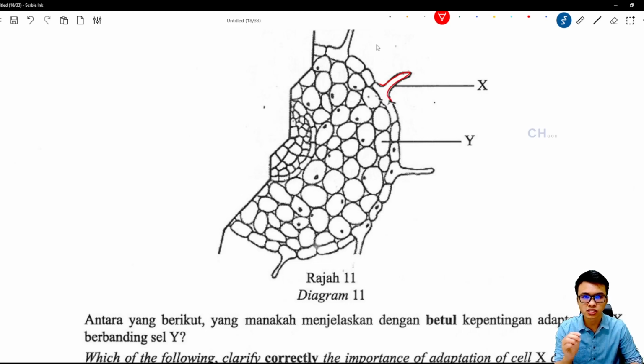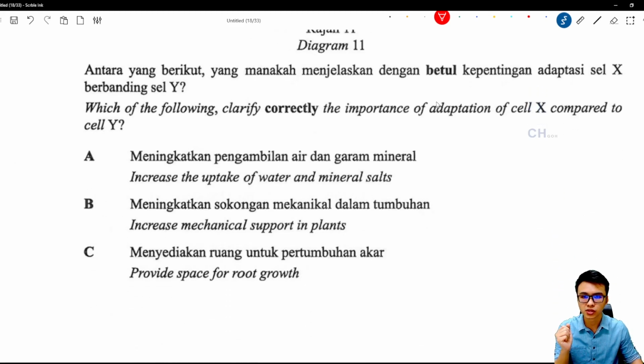Okay, why do they want to do this? When you see these kinds of questions in biology, you know they are trying to increase the surface area so that they can increase the diffusion rate of water or other mineral salt. So here the answer should be increase the uptake of water and mineral salt.